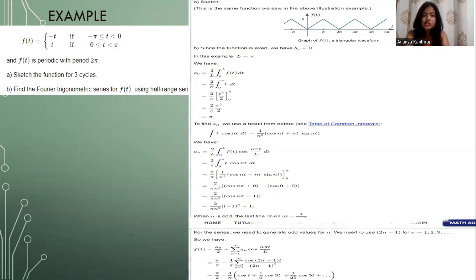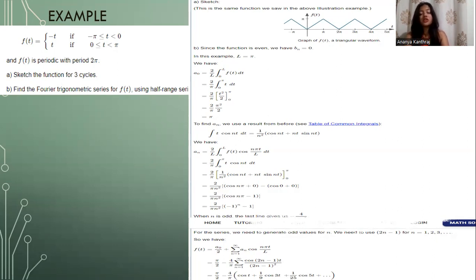Now let's look into the second question, which says we need to find the Fourier trigonometric series for f(t) using the half-range Fourier series. Since the function is even, we have b n is 0. Now let's look at the example where L equals pi. According to the formula, a naught is equal to 2 by L integration from 0 to L f(t) dt.